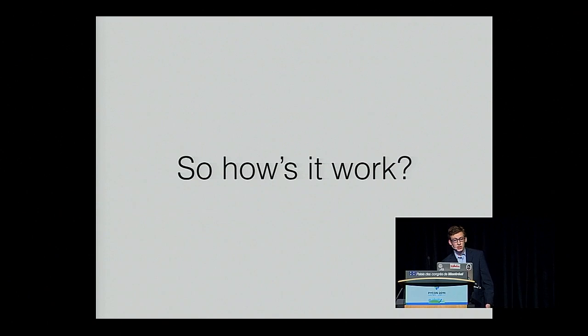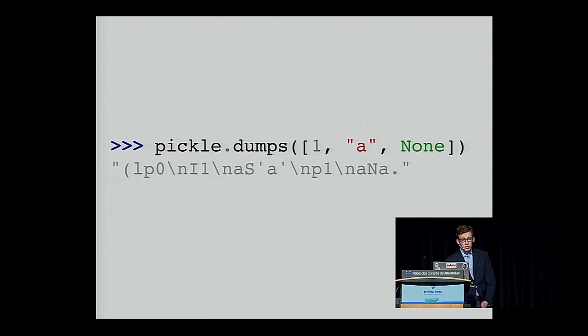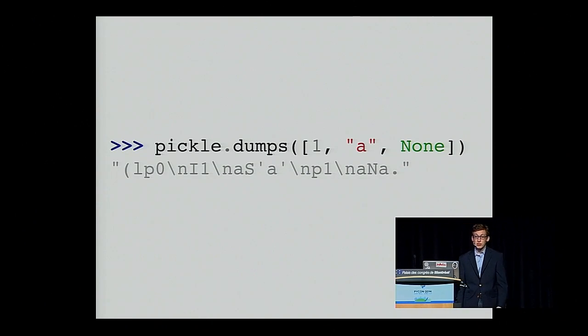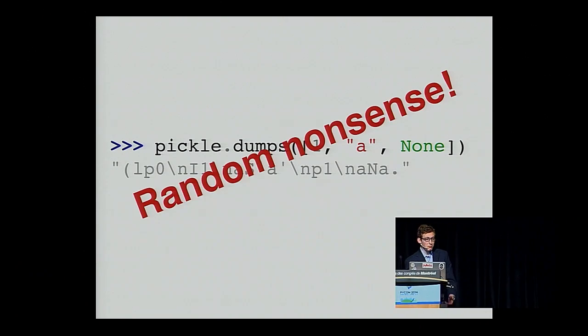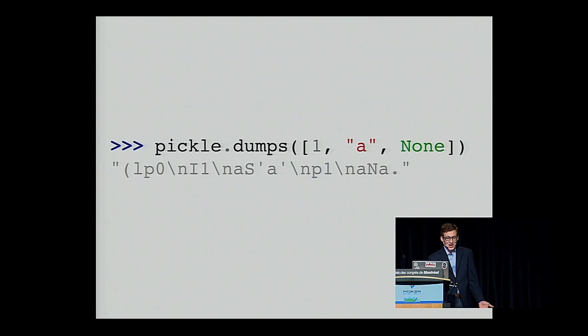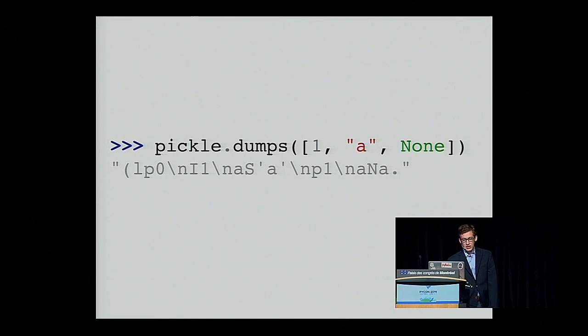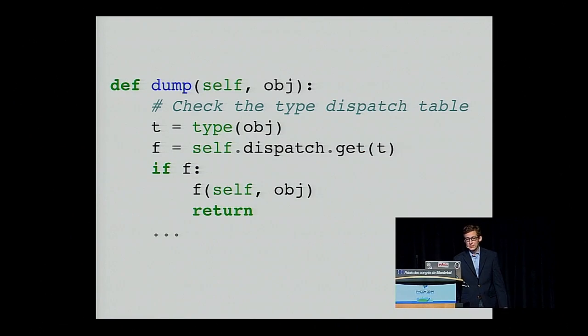But how does it work? So if we look at the dumps function, we can see that we pass it a list containing the number 1, the letter A, and None. We get some stuff back out. We get random nonsense, right? This is unintelligible nonsense. We can see the letter A in there, I guess, but that's pretty much the extent of us being able to understand this.